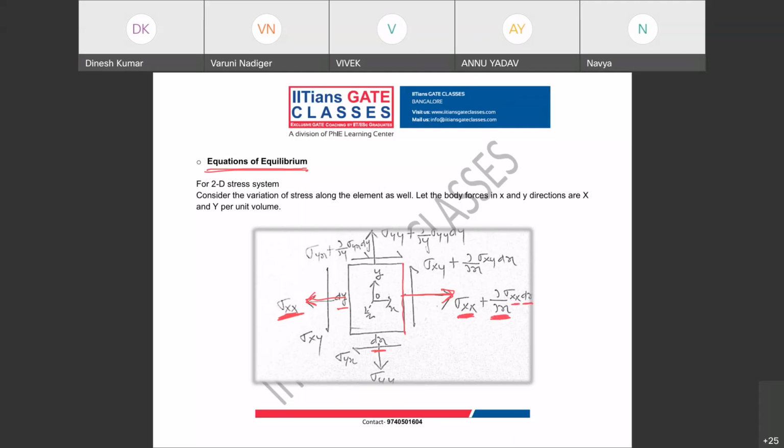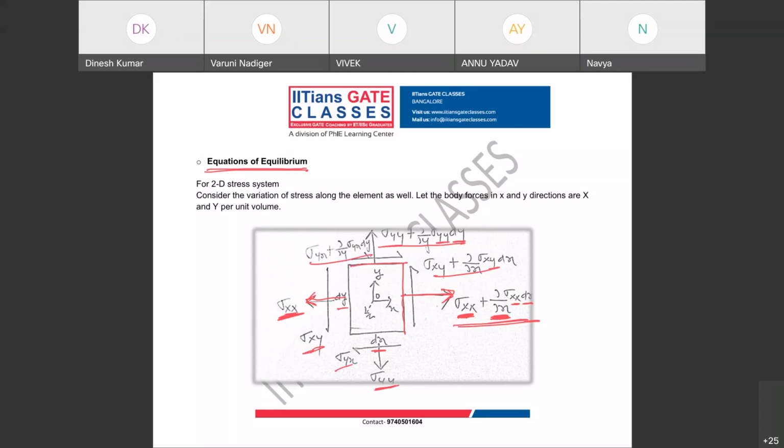The direction is dou by dou x. What is the quantity that is changing? Your stress is changing, and over what length? dx. So this is from Taylor series expansion. In the same way, for sigma yy, on this face it is sigma yy plus dou by dou y of sigma yy into dy. In the same way, these shear stresses also vary.